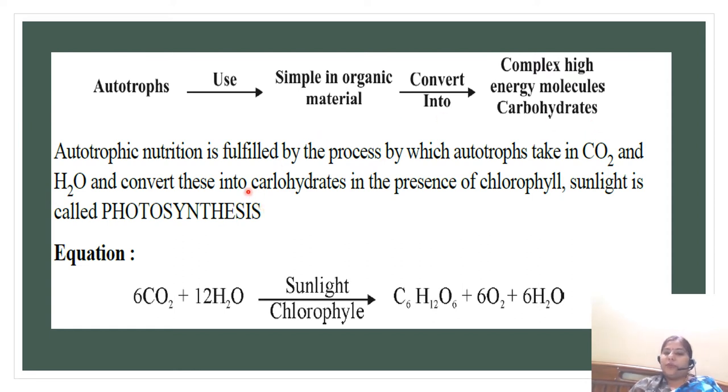In autotrophic nutrition, the photosynthesis process can be summarized in this one equation, in which 6 molecules of carbon dioxide are combined with 12 molecules of water in presence of sunlight and chlorophyll to give 1 molecule of carbohydrate. C6H12O6 is the formula for carbohydrate, and 6 molecules of oxygen are produced and 6 molecules of water are left.